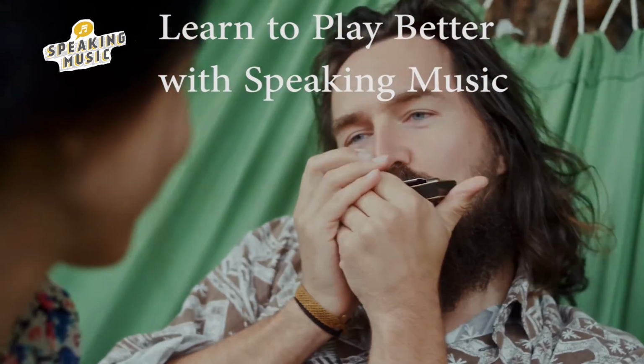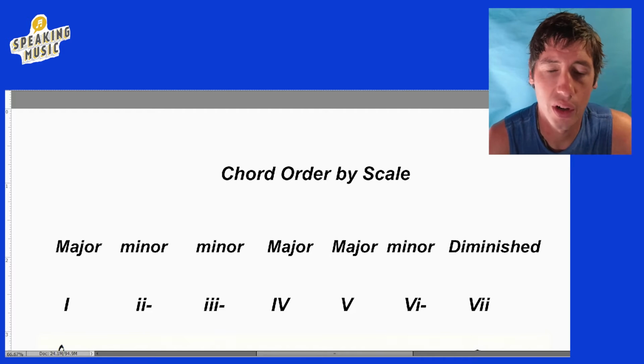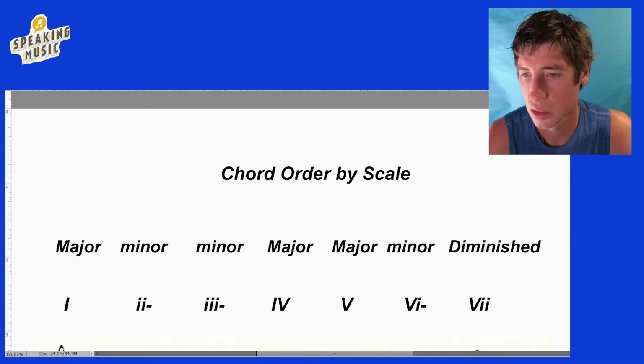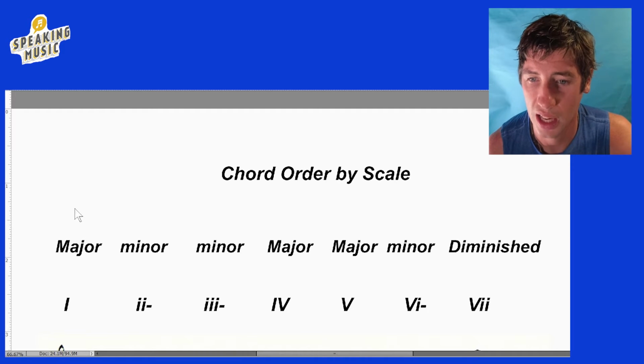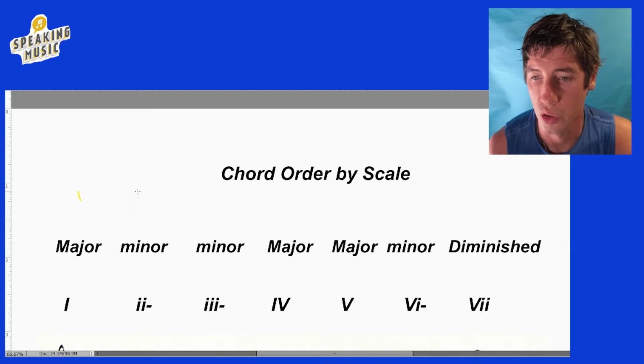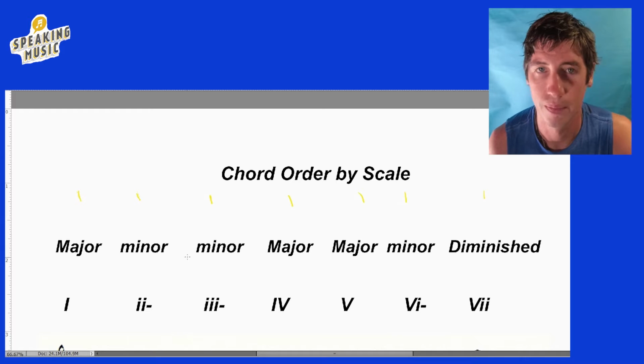Every single major scale has the same order of major and minor chords. If we look here, your major scale will always have first a major chord for your first note of the scale. Your second note will be the beginning of a minor chord. Third note, minor chord, major chord, minor chord, and diminished.